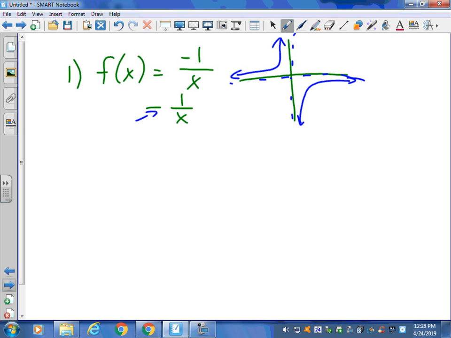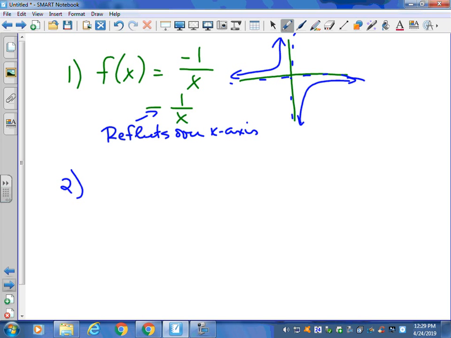So this negative reflects over the x-axis, we think. It did in all the other problems we talked about earlier. So I guess we need to figure out what makes it reflect over the y. Well, I don't know. Let's think about that. Because if it's going to reflect over the y, think about it.